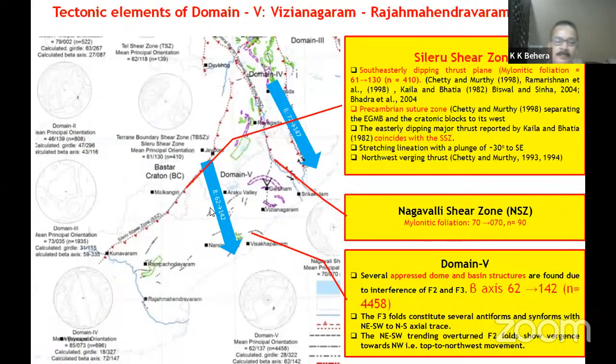And coming to domain 5, it is lying south of the Nagavali shear zone and east of the Sileru shear zone. If we see the structure, which I will show in subsequent maps, east and west of our Sileru shear zone, all the foliations are easterly dipping. In this part, for the major folds, we analyzed 4,458 data and it gives a beta axis of 62 degrees towards 142, meaning southeasterly plunging folds. And these are the graphite belts, how they are disposed, I will be discussing in detail.